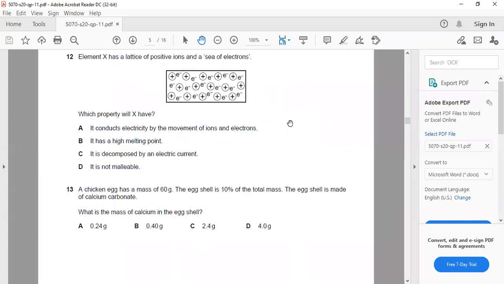12 is about metallic bonding. 11 was also about bonding. Positive ions in metals do not move. Only electrons move. So what will be the answer? By the movement of ions, wrong. Ions do not move. It is a metal, so it usually has a high melting point, but let's see the next option. Some metals have a low melting point, like group 1 metals. Decompose, no. Metals do not decompose by electric current. They remain the same. It is wrong. Metal is malleable.